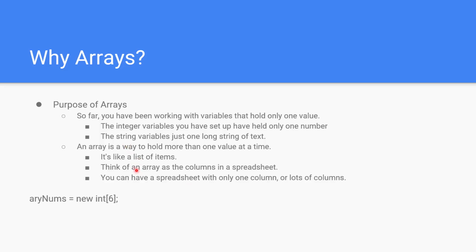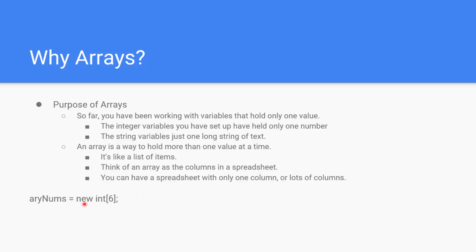So what is an array? Well, an array is actually a data structure. So far we've talked about variables where the variable is equal to only one value. So integers are set to only one number, string variables are set to one string of text. But an array is a data structure where you could have several different values. So you could have a list of items. You can think of it as columns in a spreadsheet where there are several values there.